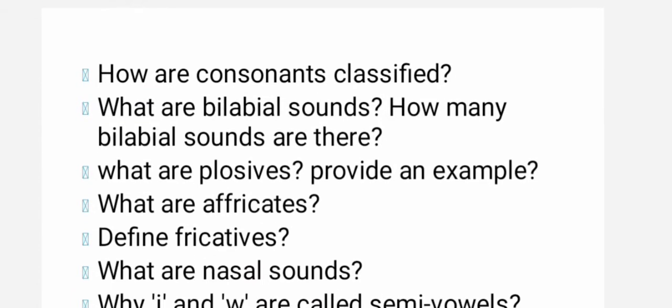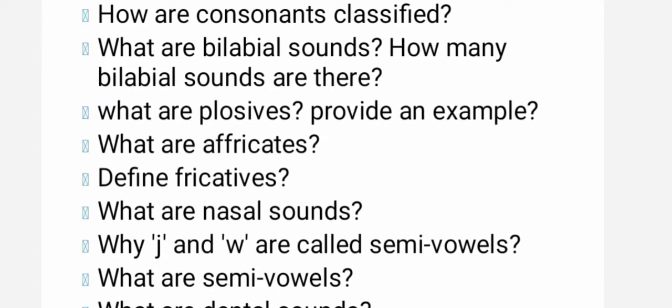Next, define fricatives. What are fricatives? A fricative consonant is a consonant that is made when you squeeze air through a small gap in your mouth, right? The small gap in your mouth. So that's called fricatives.